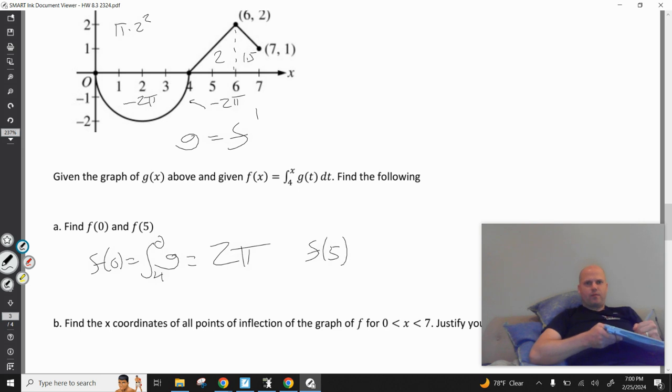F of 5, what? Sure. 4 to 5 of g. Okay, so 4 to 5 of g. I have to understand my slope. That's a slope of 1. This is a triangle base of 1, height of 1, so that's a half.